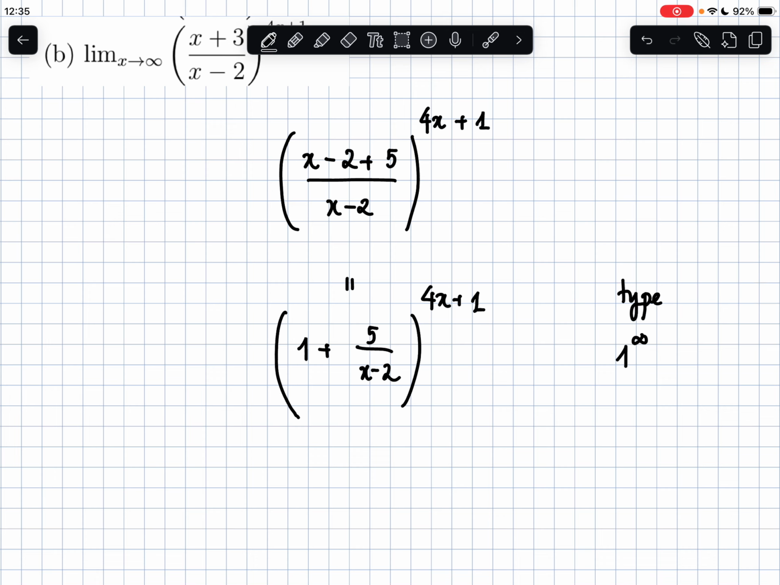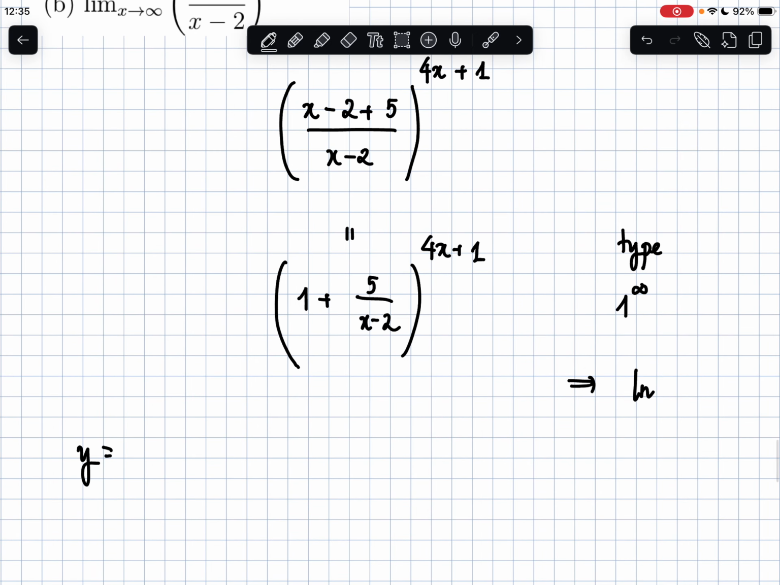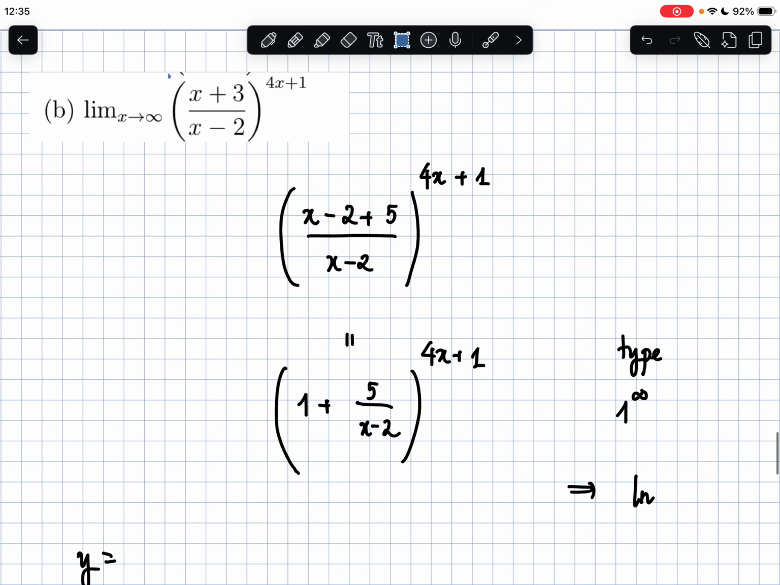And with this, we use natural log. So here's how I use that. Let y be the whole thing, this one.